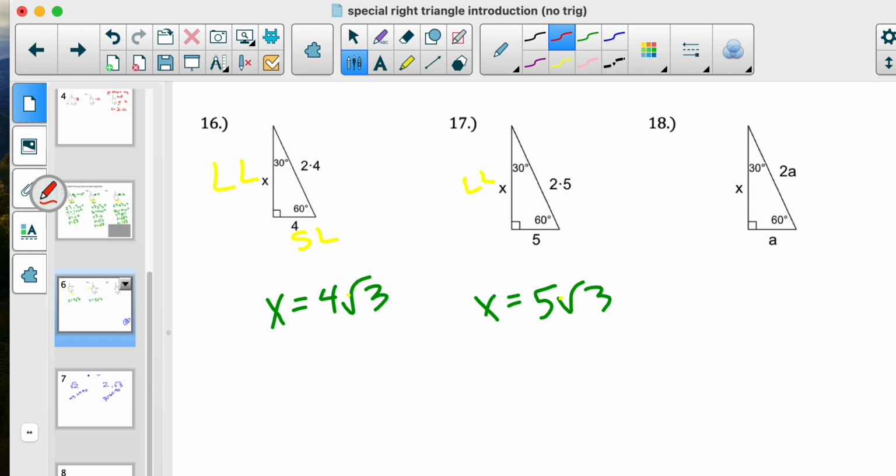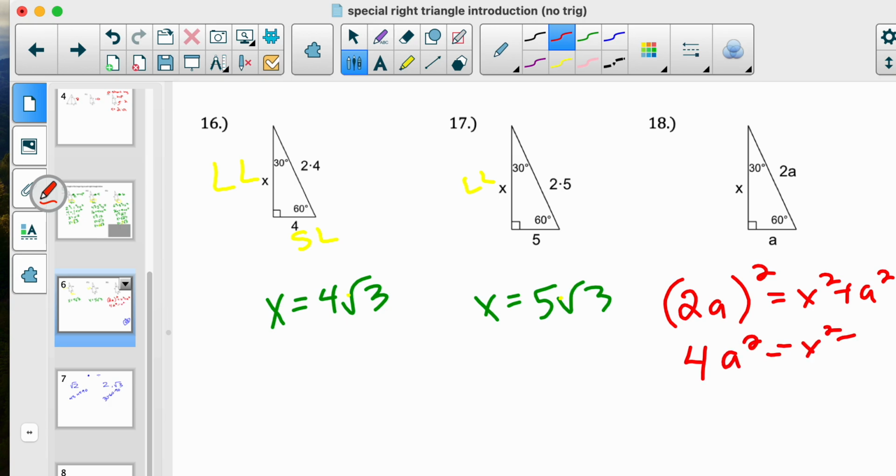Okay? Now, if you were to use the Pythagorean theorem here, I'm going to go ahead and show you this because you are capable of seeing all of this work being done. We have x, we were writing that hypotenuse first, so we'll go ahead and do that. So 2a squared, so we already established that the hypotenuse was twice the length of the short leg, equals x squared plus a squared, right? 2a squared, we're going to square the 2, which is 4. A squared is a squared, equals x squared plus a squared.